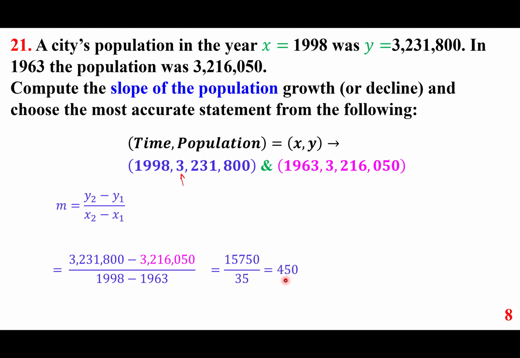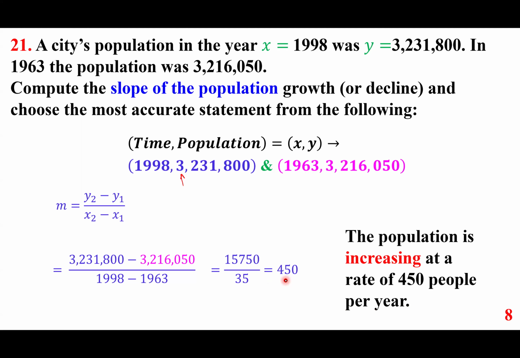Because it's positive, it is increasing. If it's negative, it's decreasing. So we say the population is increasing at the rate of 450 people per year. However, if it were negative, we would say the population is decreasing and we won't change this to a negative. Increasing means positive, decreasing means negative. That's the way we would have it. I can't emphasize this enough, so we're going to keep it in the same format.